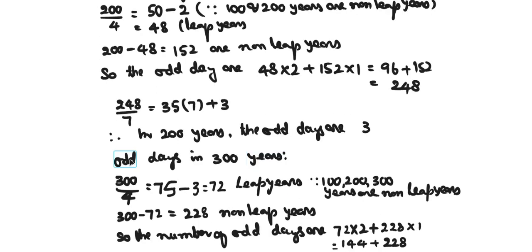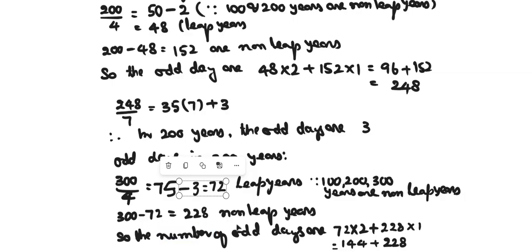So odd days in the 300 years. In a similar way, we can find the odd days in 300 years. 300 divided by 4 will give you 75. But in these 300 years, we have 100, 200 and 300 as non-leap years. Therefore, subtracting these 3 from this 75, we will get 72 leap years.